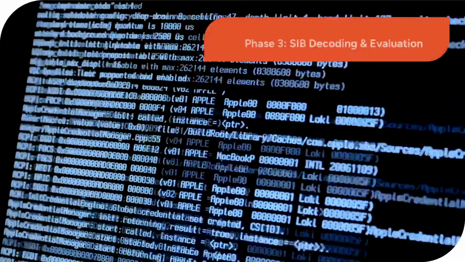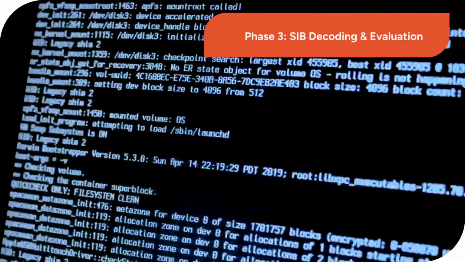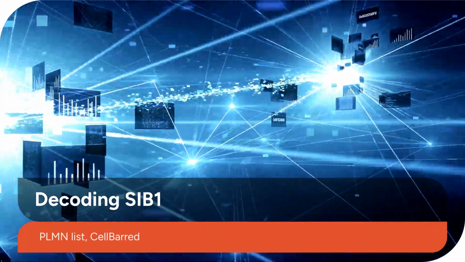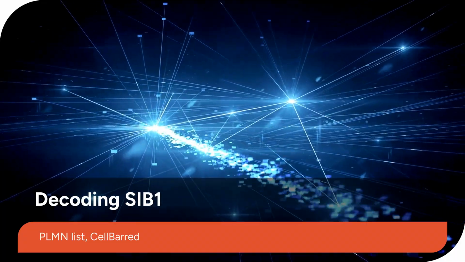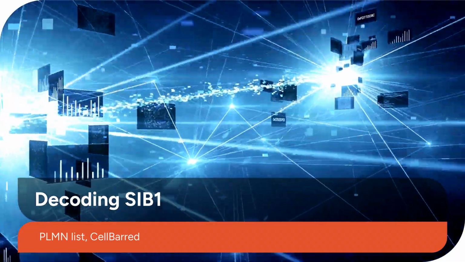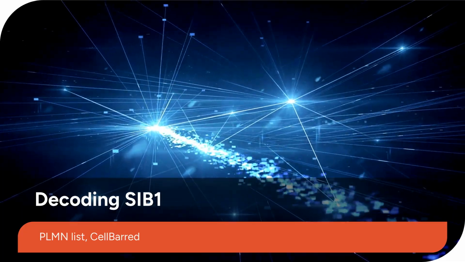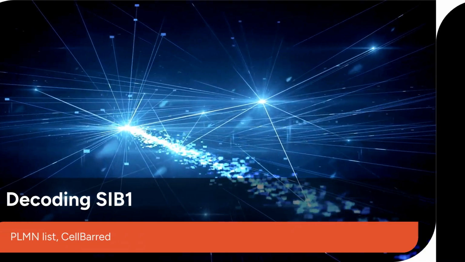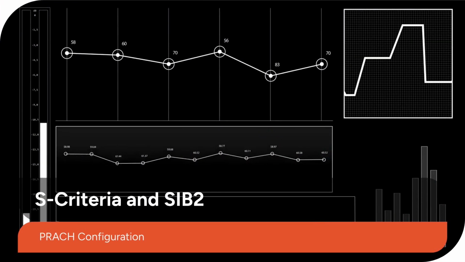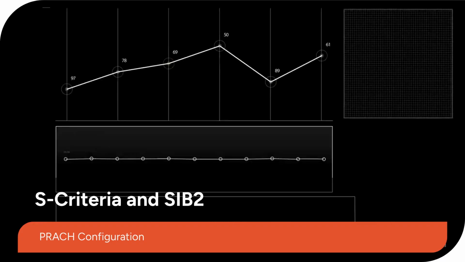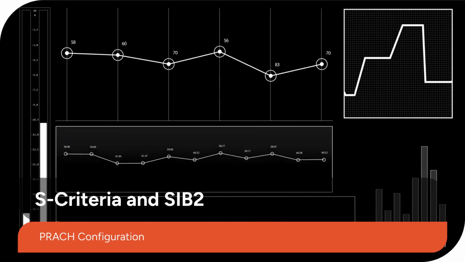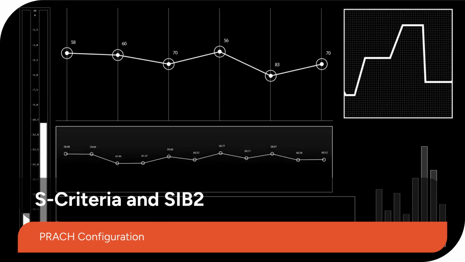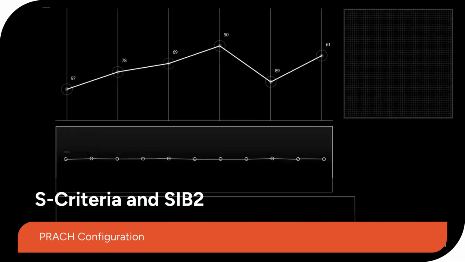The modem now uses the MIB configuration to acquire system-level information. The modem decodes System Information Block 1 over the PDSCH. SIB1 contains the network's PLMN list, tracking area code, and critically, the cell barred indicator. If the cell is barred, the UE must search elsewhere. If the cell is not barred, the UE evaluates the S criteria to ensure usable radio conditions. It then decodes SIB2, which defines uplink common channel parameters, most importantly the PRACH configuration, for accessing uplink resources.